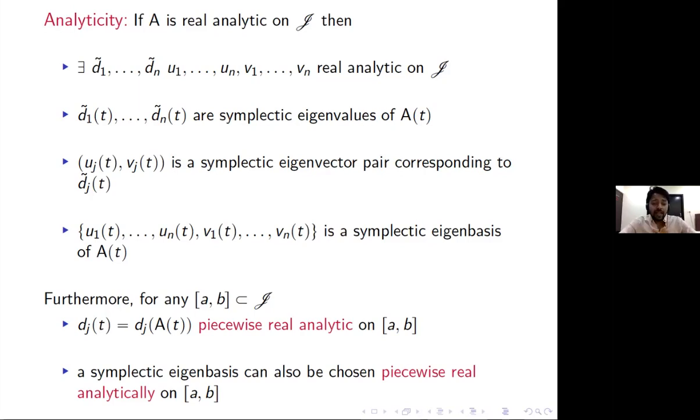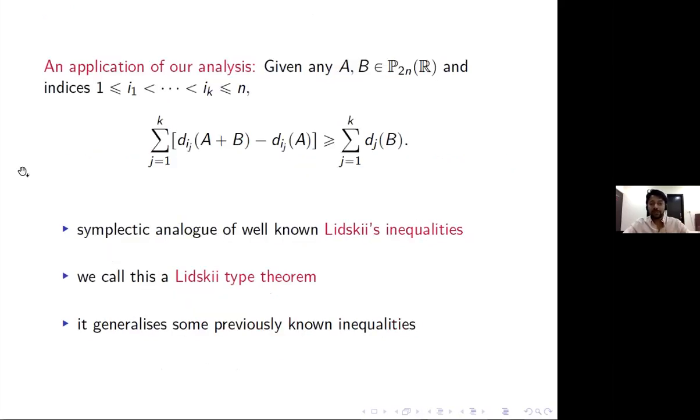So as a result of our analysis, in particular these last two results, we prove as an application a set of inequalities between symplectic eigenvalues of two positive definite matrices. And this is what we get. Given any two positive definite matrices A, B, and any k indices i1 up to ik, the sum of the k symplectic eigenvalues of A plus B corresponding to these k indices is greater than or equal to the sum of the k smallest symplectic eigenvalues of A and the k smallest symplectic eigenvalues of B.